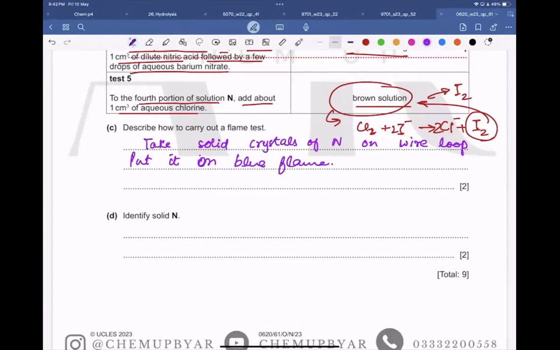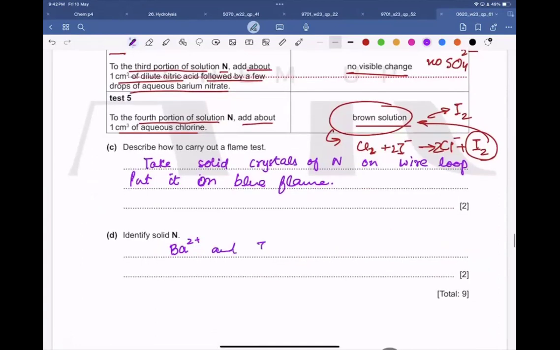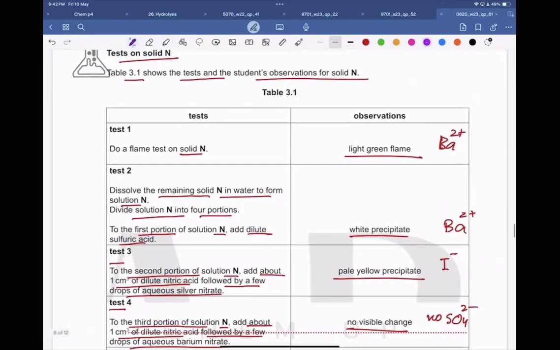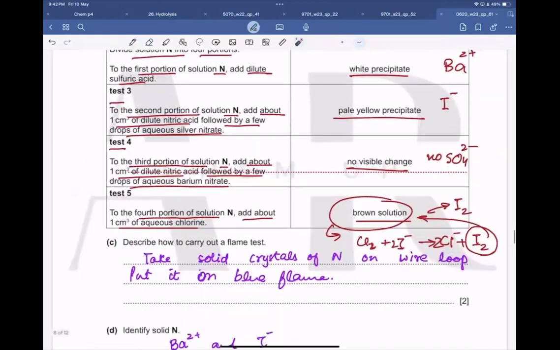Identify solid N. So we identified that solid N has barium ions. Further, we have identified that it has iodide ions. So it must be barium iodide. Is this clear to all of you? Yes, very good, Zainab. See, Ahmed Mustafa, the flame test is performed on solid N. Then we have made the aqueous solution. Yeah, nichrome is also taken.